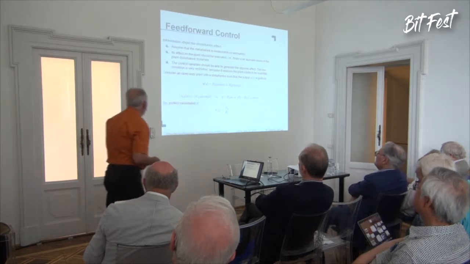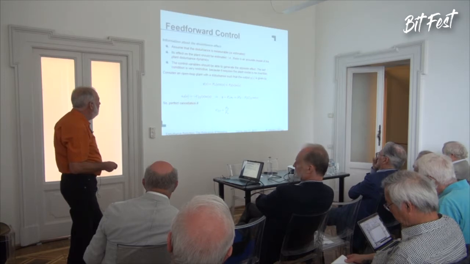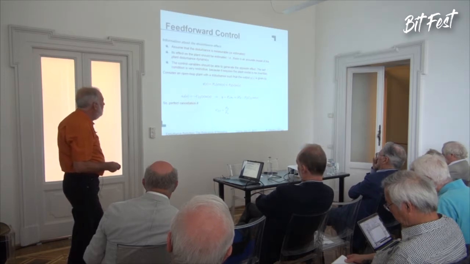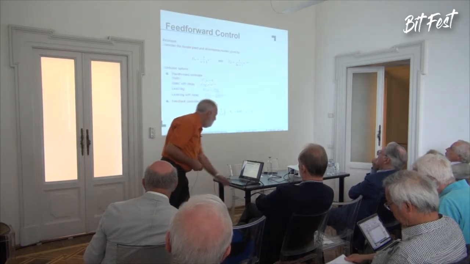So in the case of feed-forward control, we assume that the disturbance is measurable or estimated, and then if we have this equation for the output, the clear idea is that the control for the disturbance should be such that this term is cancelled. So it's a perfect cancellation if this control here includes the inverse of the model of the plant.